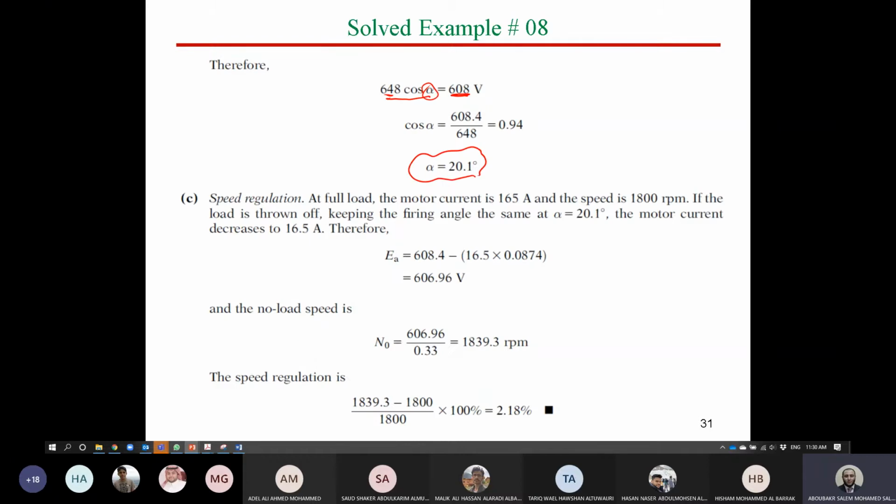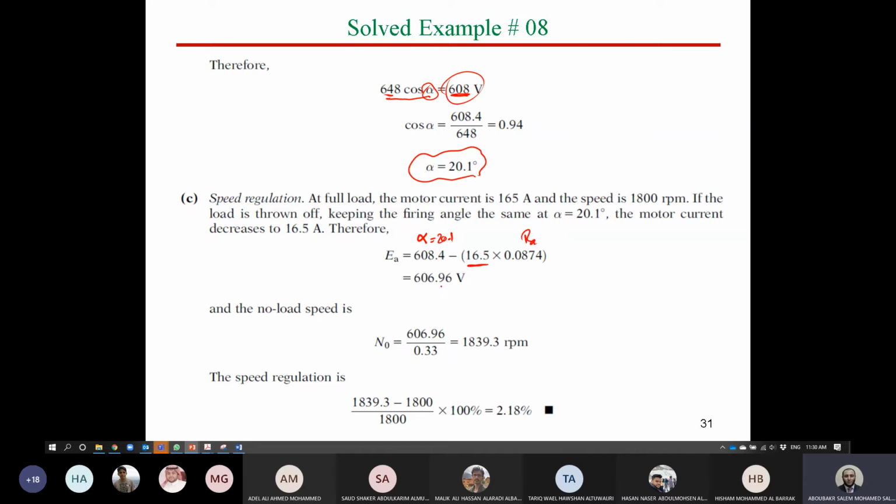So we can say now at part C, the EMF equals V terminal, which is the voltage at alpha equals 20.1. This is what we have obtained. Here it's 608.4, and there is approximation here, minus 10% of rated current, which is the no load current, because we need to obtain the no load speed, multiplied by the armature resistance.